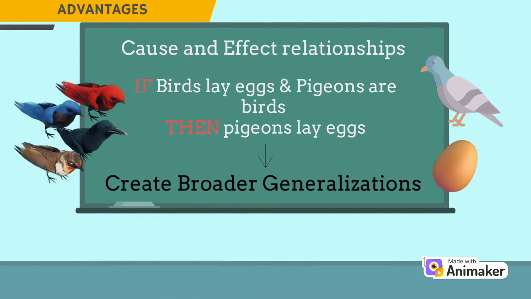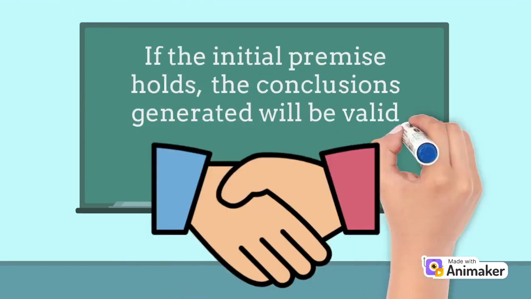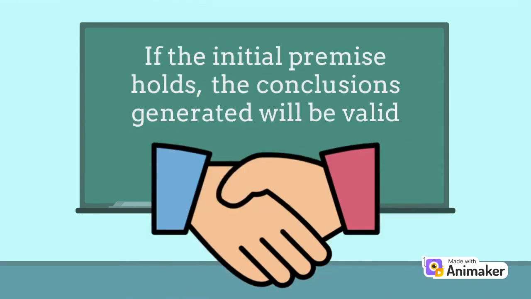One advantage of using the deductive research approach is the ability to explain cause and effect relationships between the variables at hand. Using our previous example of birds and eggs, we were able to deduce that if birds lay eggs and pigeons are birds, then pigeons lay eggs. In this sense, we are also able to make broader generalizations about the variables at hand. Another advantage of this approach is that as long as the initial premises that are used are true, the conclusions generated are likely to always be valid as well.